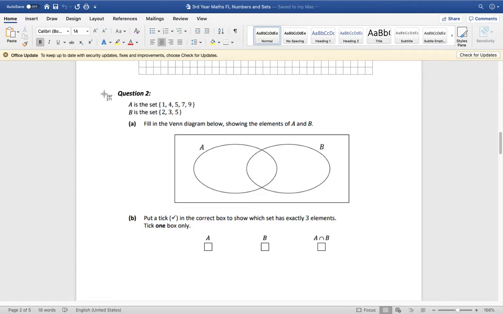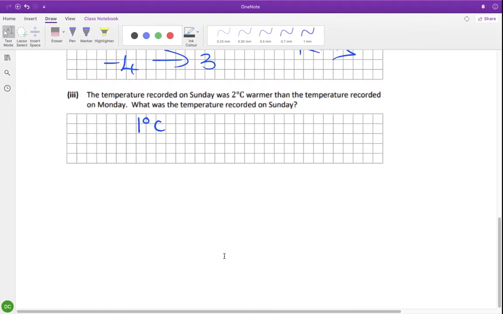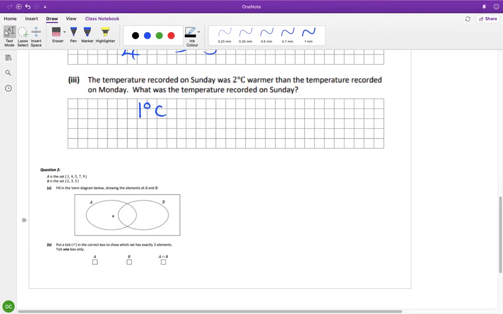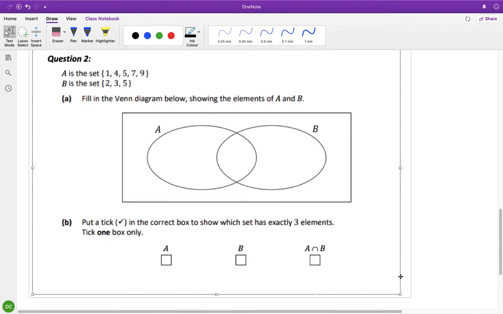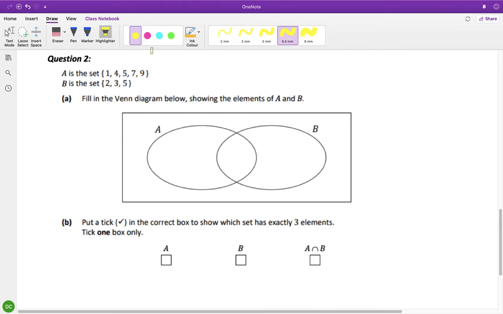Question 2, the sets. Right, so A is the set 1, 4, 5, 7, 9. B is the set 2, 3, 5. Fill in the Venn diagram. So first thing we do is look for matches. So I have a 5 and a 5. That's it. So the 5 goes in the center.